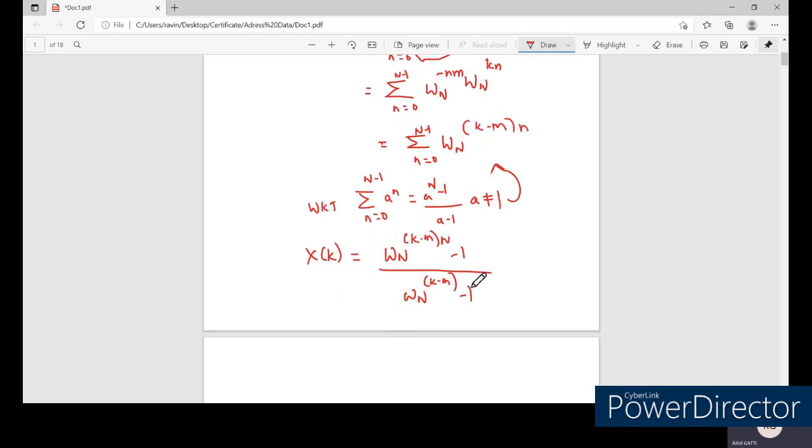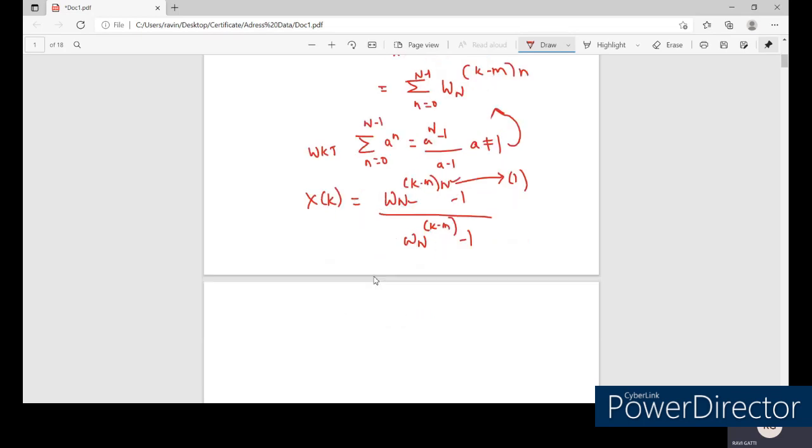So now what happens for this is, since you have an omega N over here, and here also you have an N, we know that omega N to the power of N, so this entire term will become a 1. So when this term becomes 1, 1 minus 1 will be 0, and depending upon this value, your X of k will be 0.